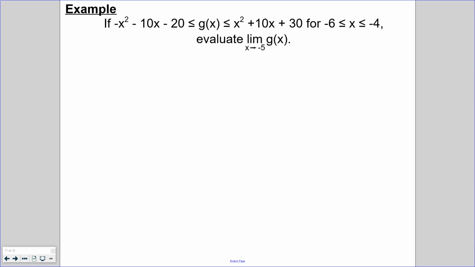All right, so here we can see that we are trying to evaluate the limit of g of x around x equals negative 5. And we're given our lower function, and we're given our upper function. So since we're already given the inequality, this particular example is much easier because half the work is done for us. So I'm just going to recopy this inequality. So we're going to have negative x squared minus 10x minus 20 is less than or equal to g of x, which is less than or equal to x squared plus 10x plus 30.